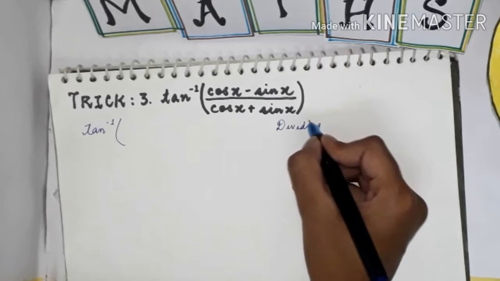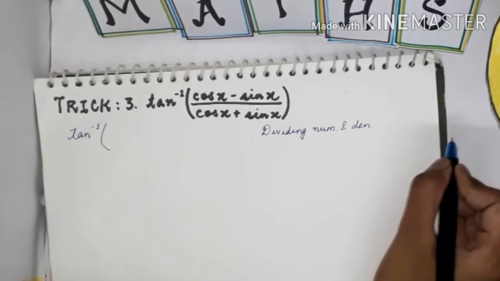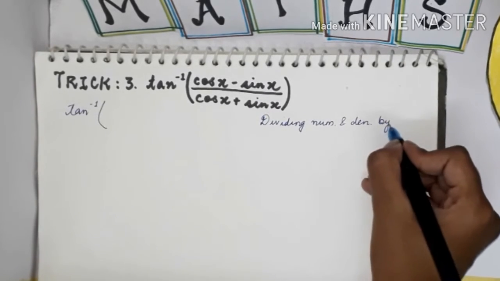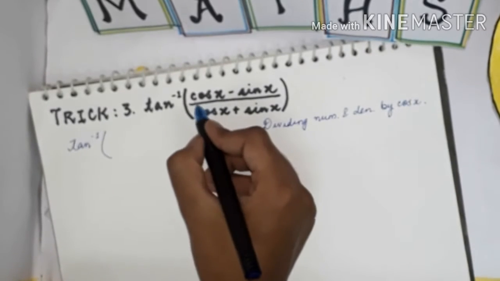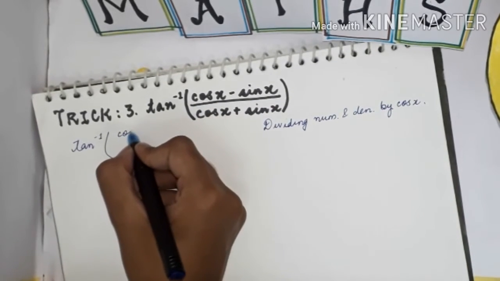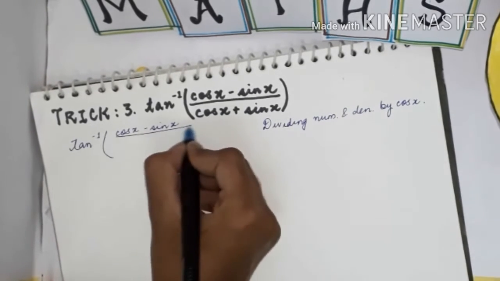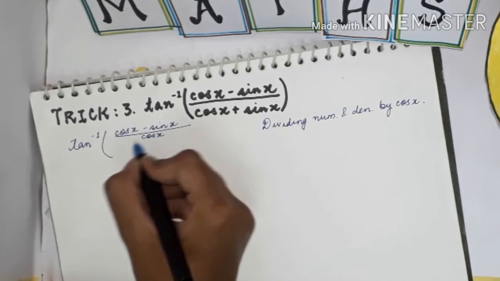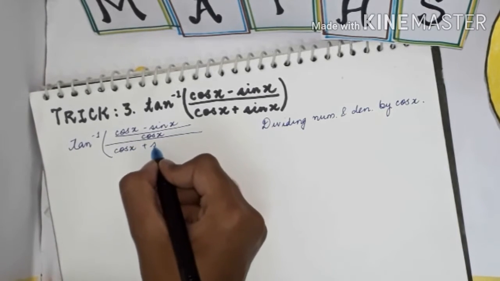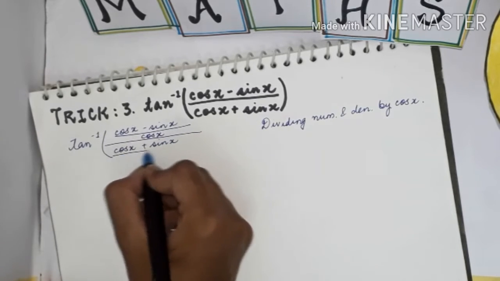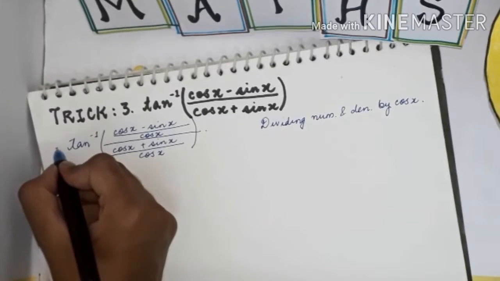Dividing numerator and denominator by cos x. Let's see what we will get here. Cos x minus sin x upon cos x, dividing the numerator by cos x, and cos x plus sin x upon cos x, dividing the denominator by cos x.